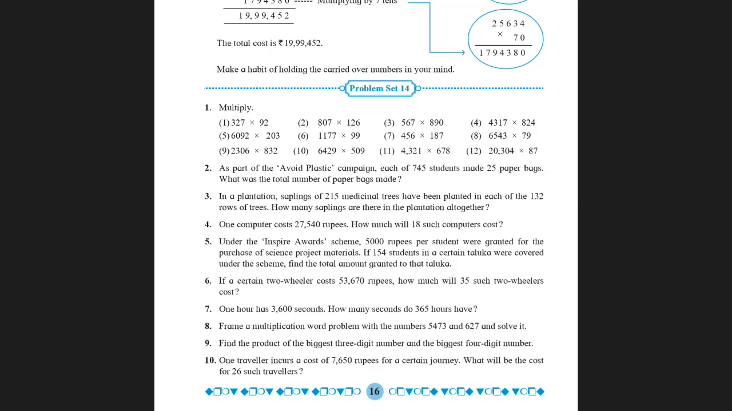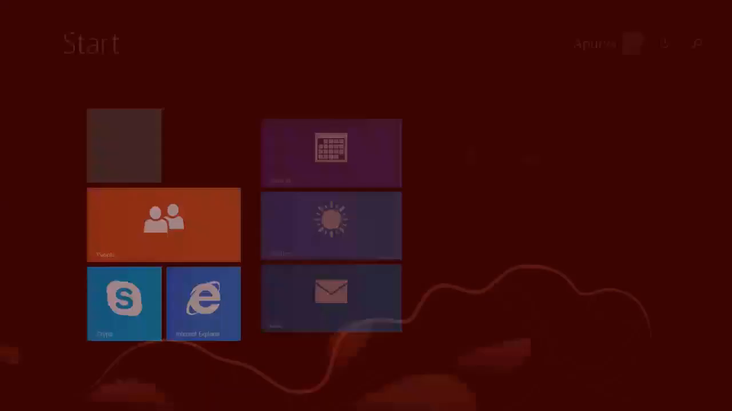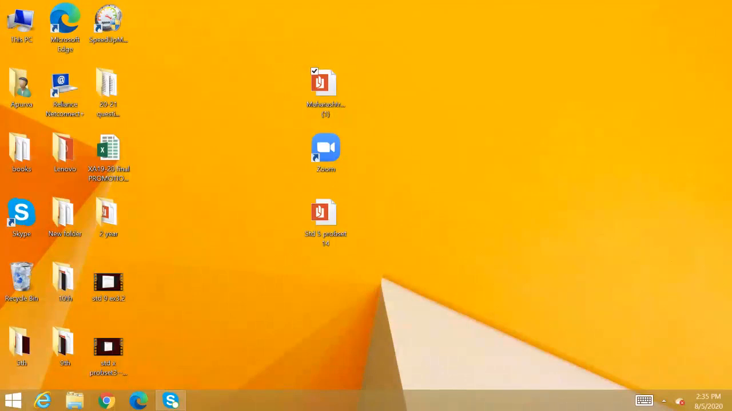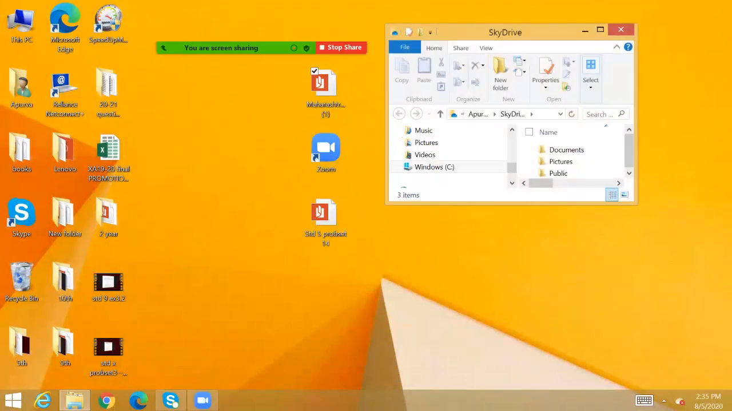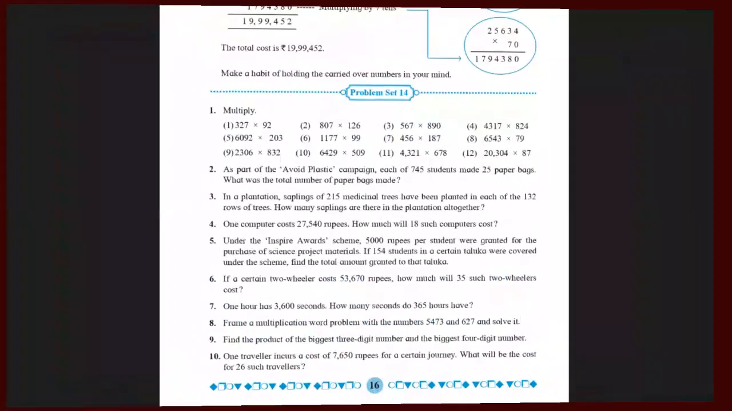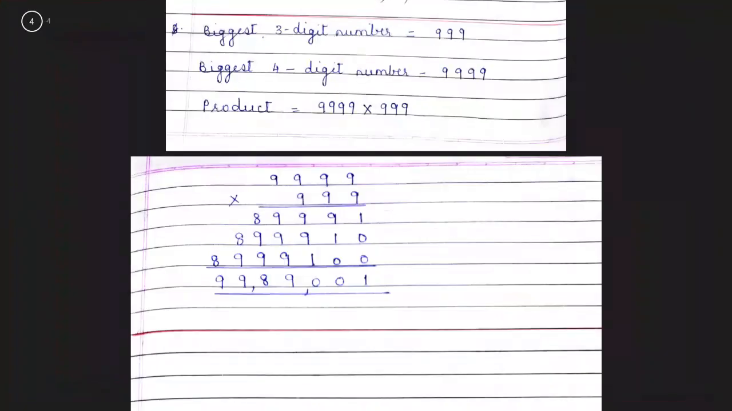Okay. Last question in this exercise, number 9. Find the product of the biggest 3-digit number and the biggest 4-digit number. So the biggest 3-digit number is 999. Biggest 4-digit number is 9999. The product, multiply both of them.